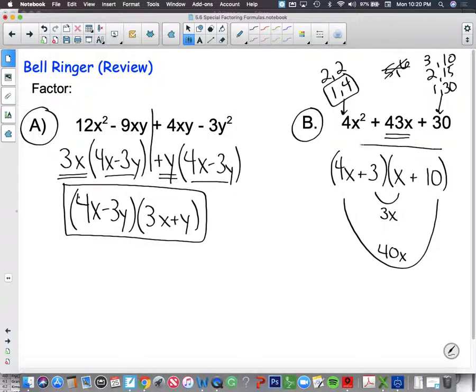Okay? So that's what I call smile method, right? Because I drew my smile here, a big smile and a little smile. Maybe you're not happy while you're doing the problem, but you're happy when you get it done. Okay? So that's your bell ringer.